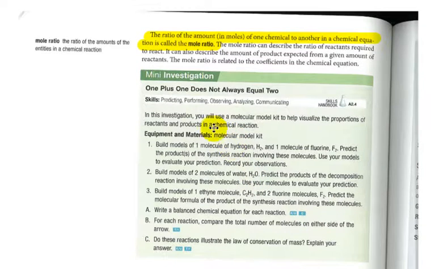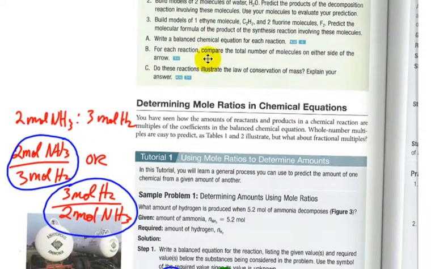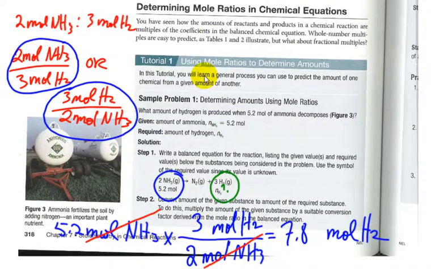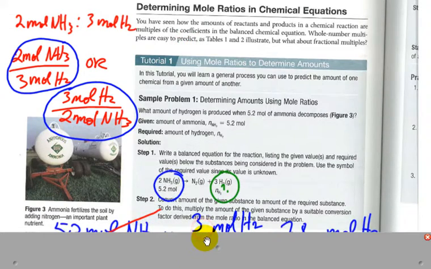So if we look here, the ratio in the amount of moles of one chemical to another in the chemical equation is called the mole ratio. It describes how things interact. So if we go down to this example here, we have ammonia breaking down into hydrogen gas and nitrogen gas. So the balanced equation tells us that for every 2 moles of ammonia, we get 1 mole of nitrogen gas and 3 moles of hydrogen. And if you did the balancing here, you'd see that we have equal numbers of nitrogens and hydrogens on each side, not violating the law of conservation of mass.